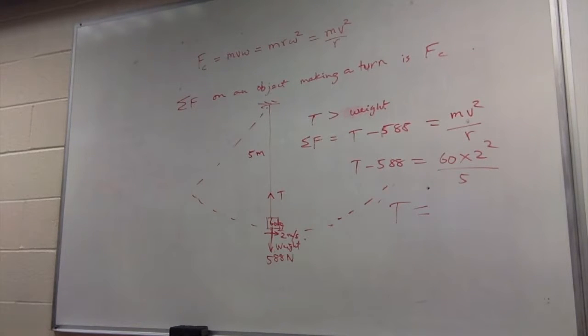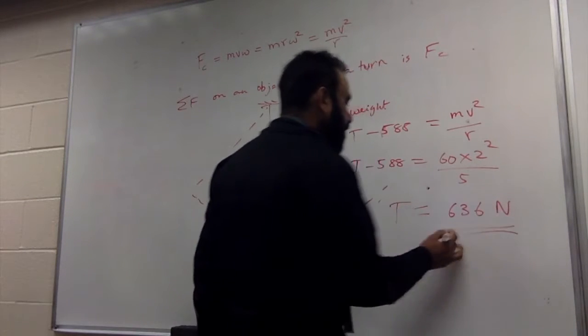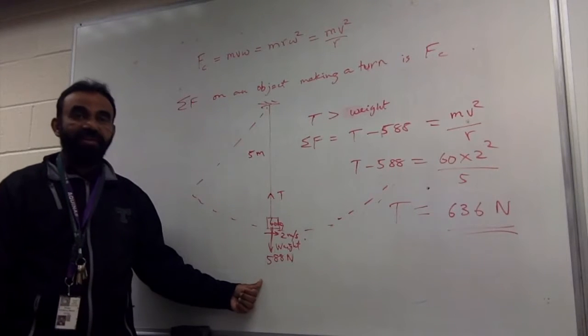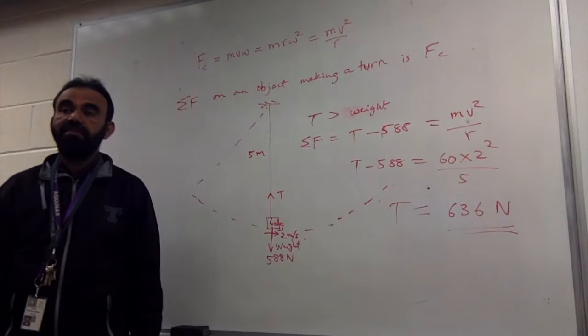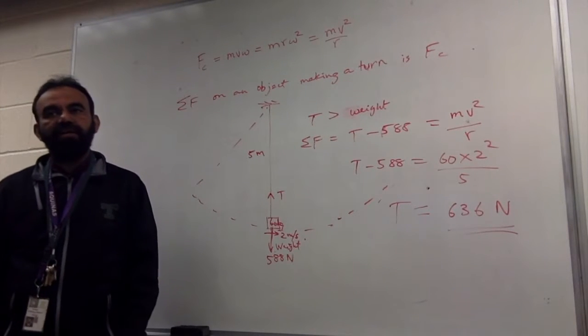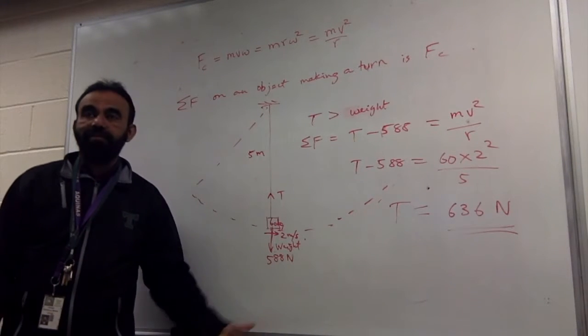636 dollars, 636. Everyone is okay with that? Yes. So the tension when the swing was at rest was only 588, but on the go, the tension is 636 newtons. It's higher. Why is the tension higher? Because the net force is supposed to be this way, so this has to be higher than this.